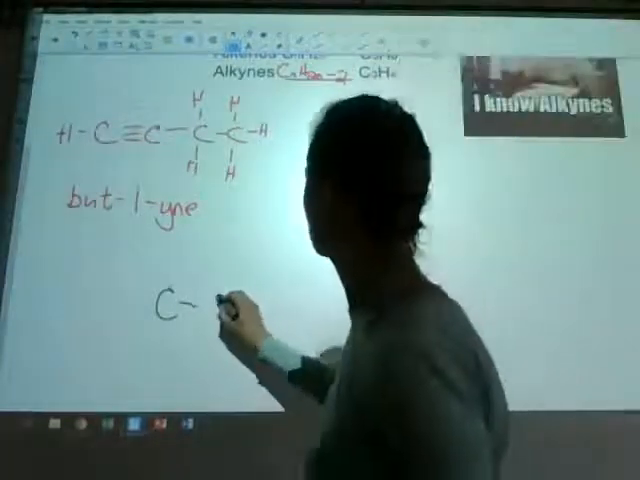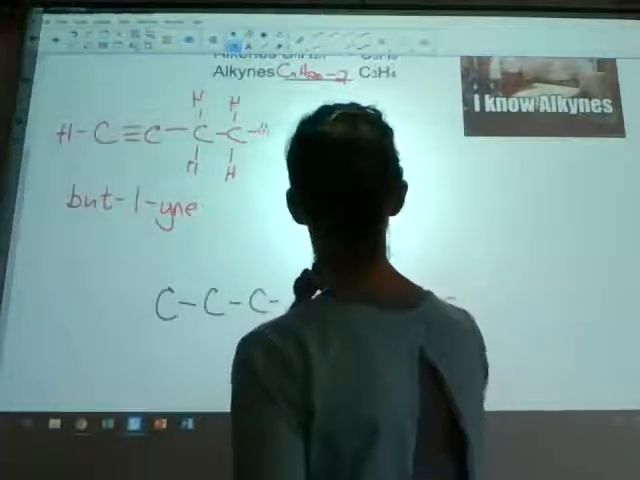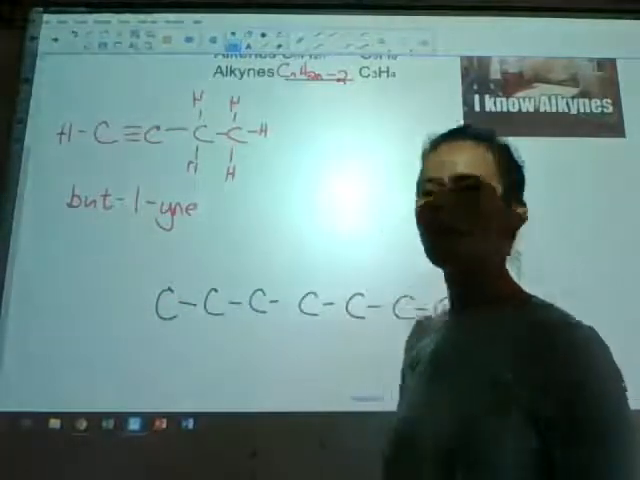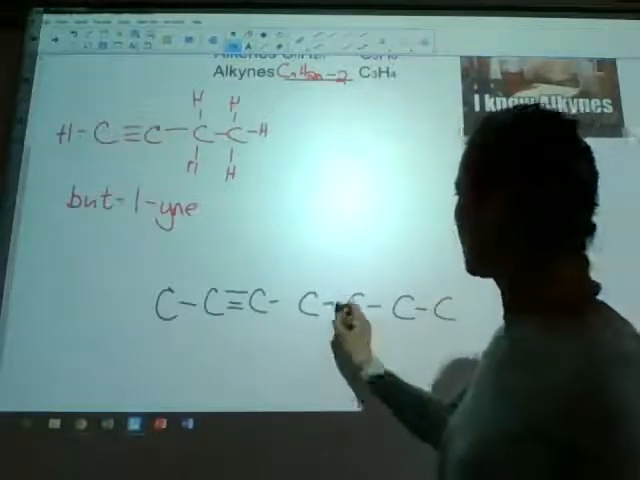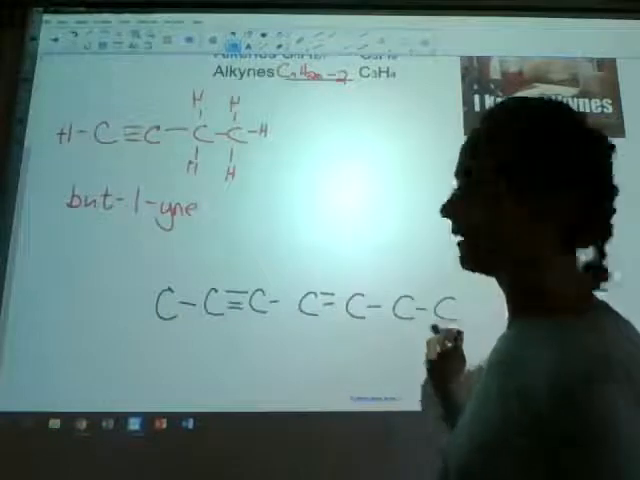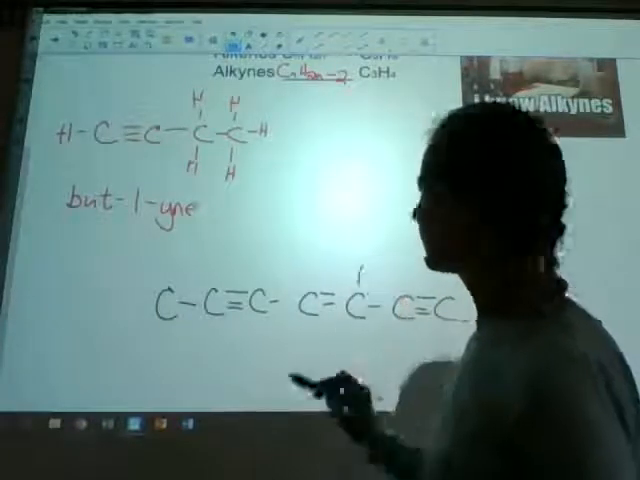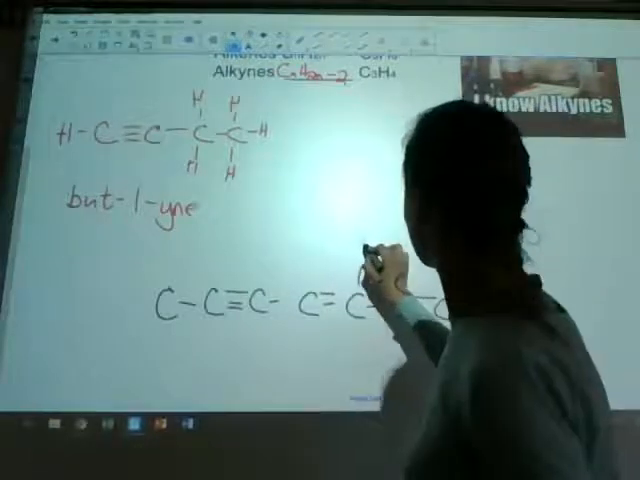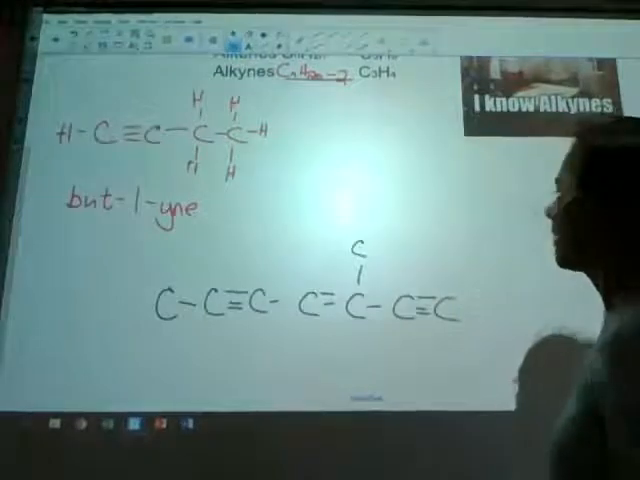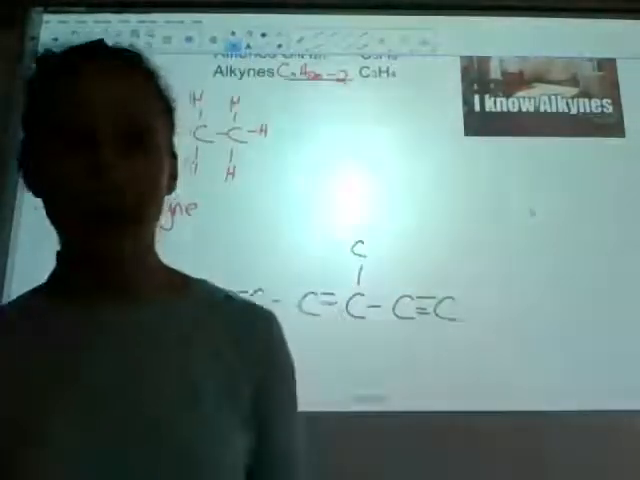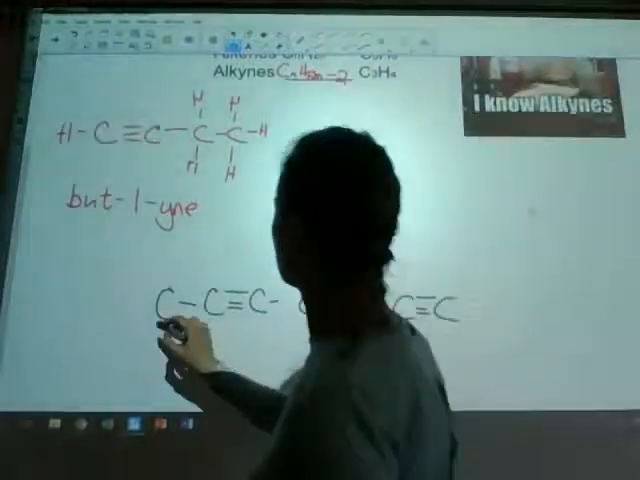So let's take an example. 1, 2, 3, 4, 5, 6, 7. All right, so we're going to put a triple bond here, a double bond there, a triple bond here, and we're going to put a branch. So let's just look at this example. Now, in your filled-in version, I did not include the hydrogens, so I will just fill those in for you guys if you're following along.